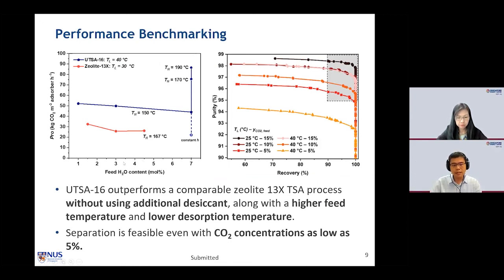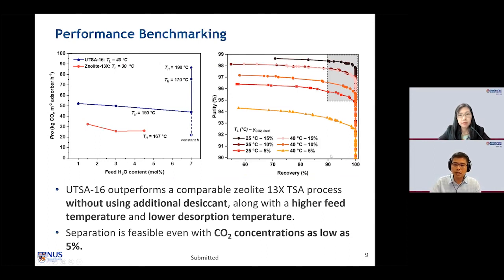For example, this is the feed water content, and this is the productivity of carbon capture per unit amount of adsorbent. The red one indicates zeolite under the feed temperature of 30 degrees C and the regeneration temperature of 167 degrees C. And the blue one is UTSA-16. You can see that under similar conditions, the productivity of our material is higher than zeolite.